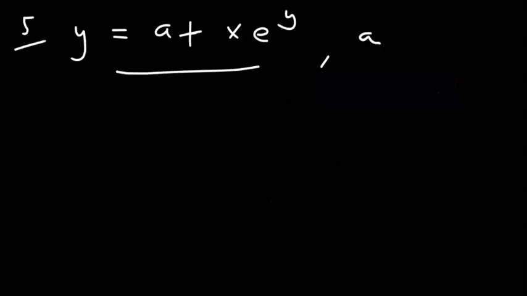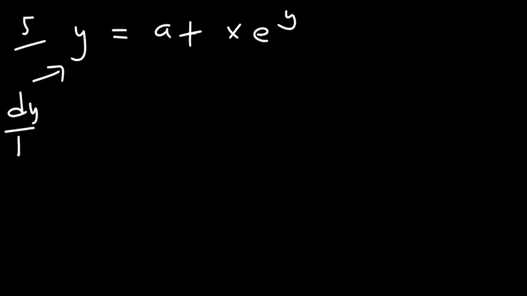Let's find dy/dx for this following function. Now note that a is a constant. So we do one by one. Differentiating y with respect to x is just dy/dx; a is a constant, so that is just 0.